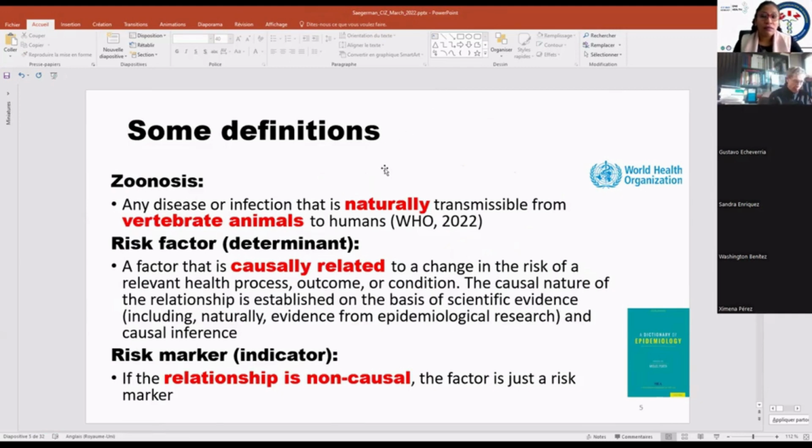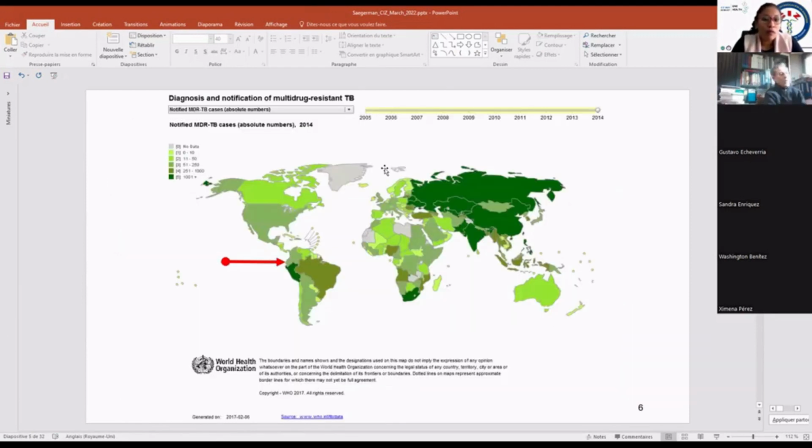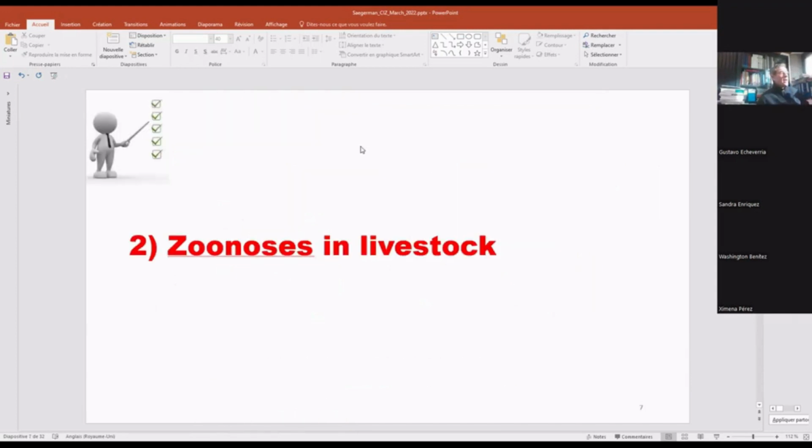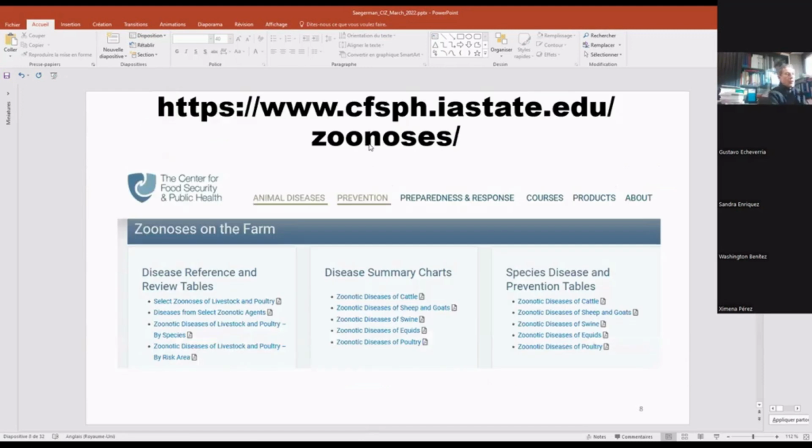We are in the definition. We propose the 3 definitions I think we have there. Of course, in terms of zoonosis, we include also the problem of antimicrobial resistance, and just here is the antimicrobial resistance, for the rifampicin for the TB, the tuberculosis, and it's also included in the process.